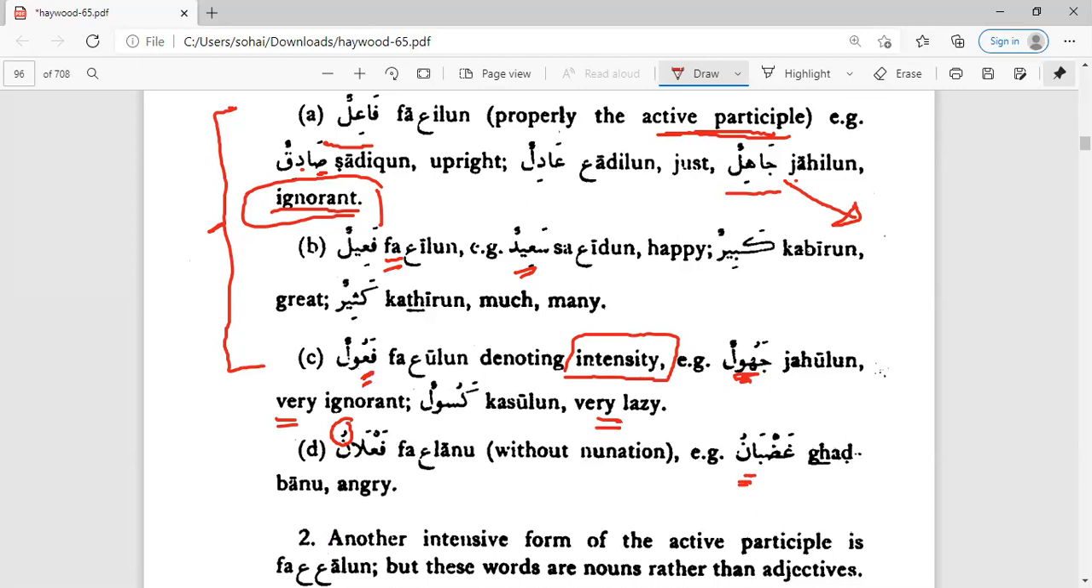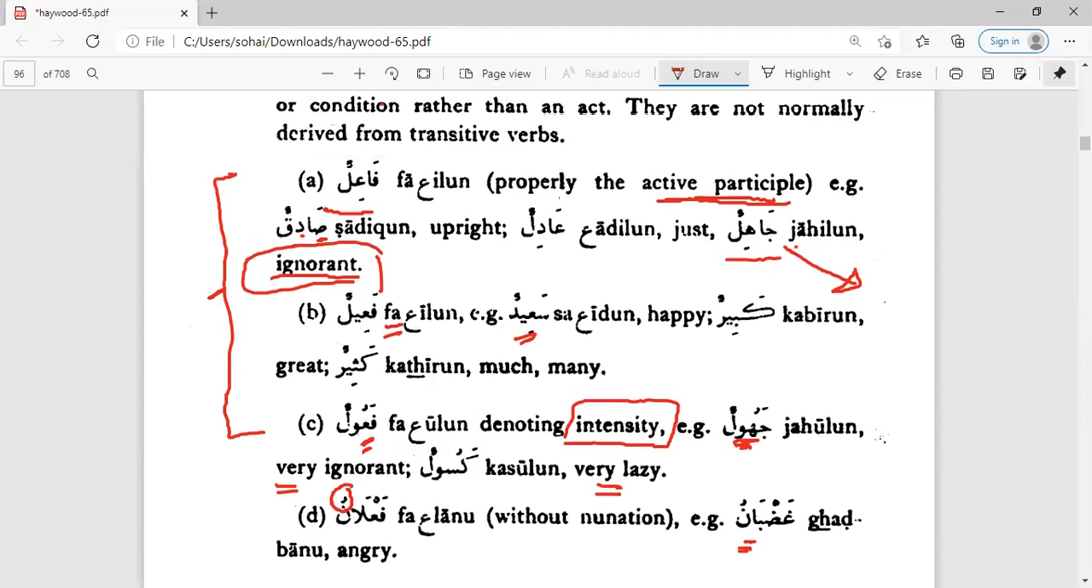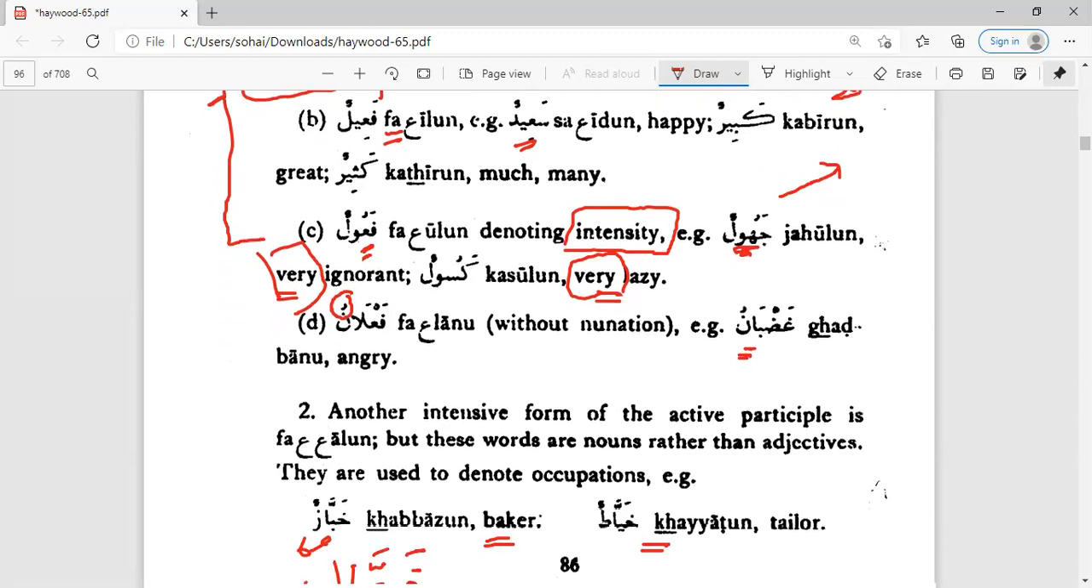We said this denotes intensity. So, for example, the word jahilun, they come from the same root, jim ha and lam, which means to be ignorant. But what's the difference? Jahilun is a normal scale, which means ignorant, just ignorant. But jahulun indicates intensity. It means very ignorant, not just ignorant, very ignorant. Same with kasulun. It means very lazy. So words on this scale would mean intensity, very lazy, very ignorant, and so forth.